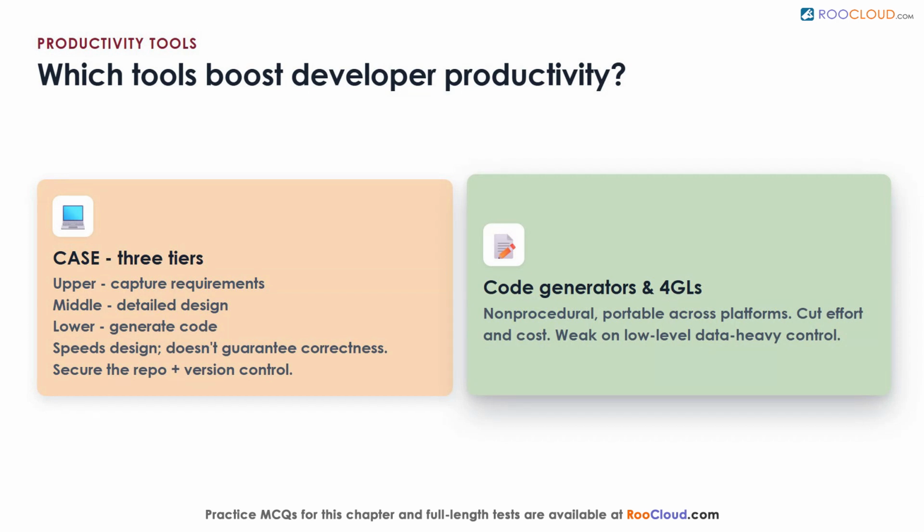2 more aids round this out. Code generators produce code from defined parameters, and 4th-generation languages cut effort and cost. They're non-procedural and often portable across platforms, but they lack the low-level control for data-heavy work, so weigh them carefully against traditional languages. Now let's shift to infrastructure.